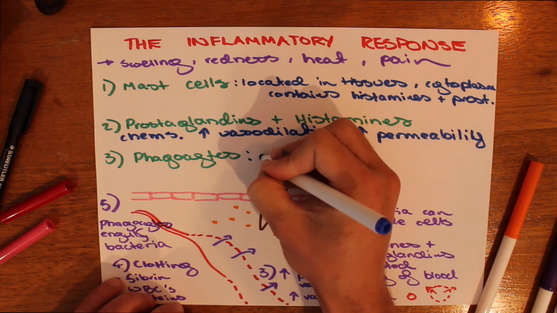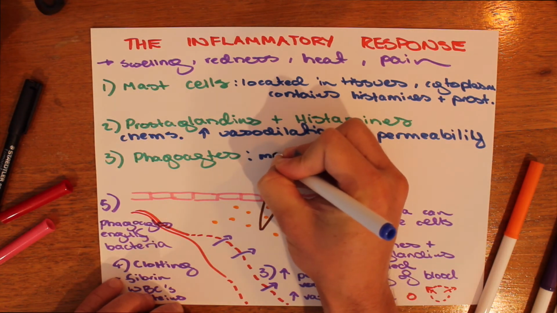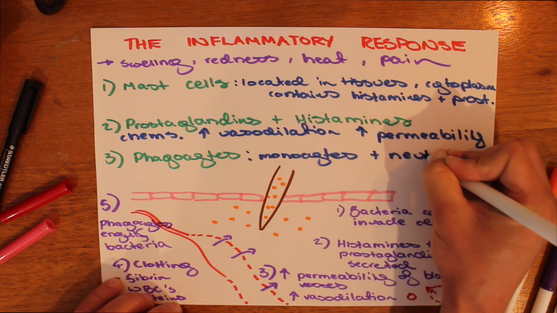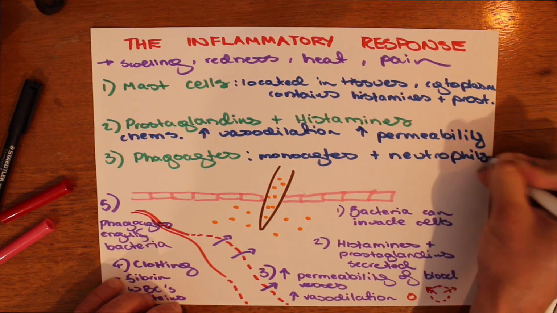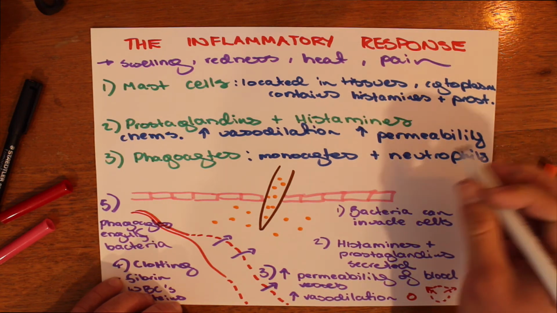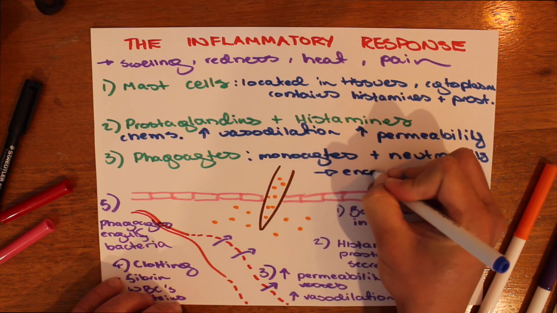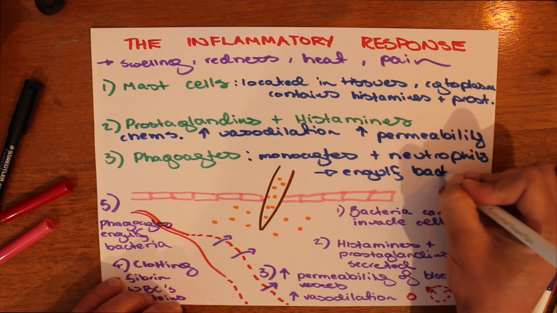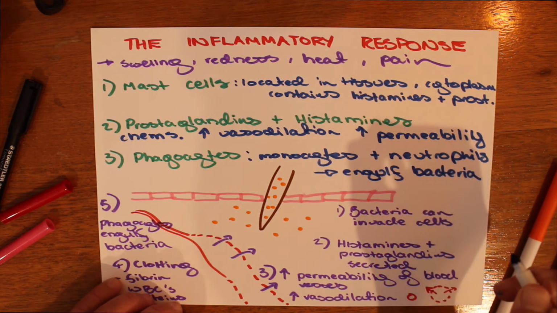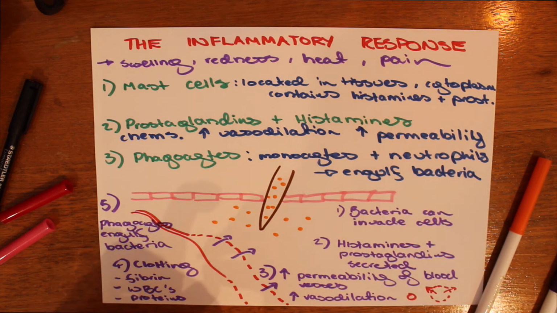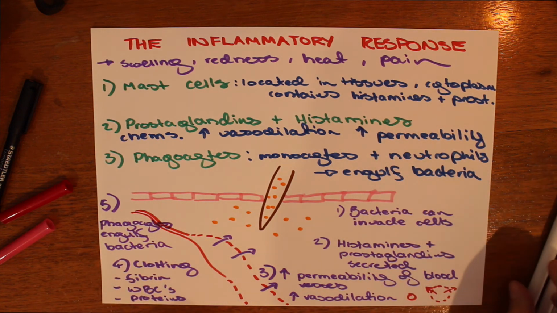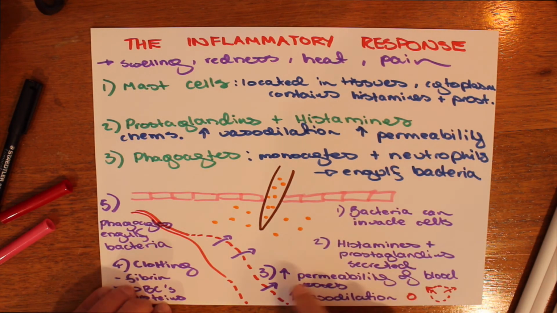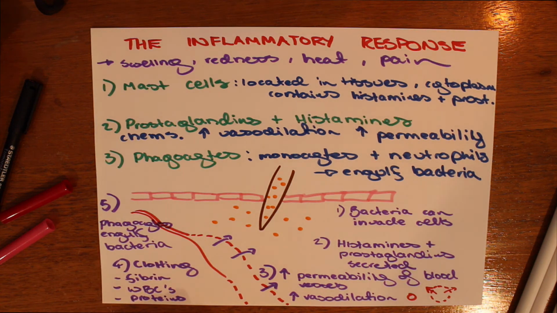So a subclass of white blood cells are monocytes, and also neutrophils. And they're these types of white blood cells that engulf bacteria through phagocytosis. They engulf the bacteria. And so that is the process of inflammation, and it's often noted by swelling, redness, heat, and pain through these 5 steps. I hope you found that useful.